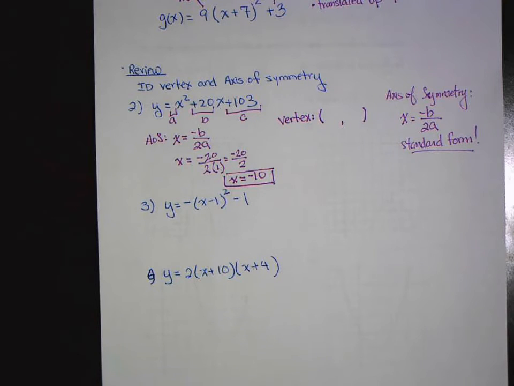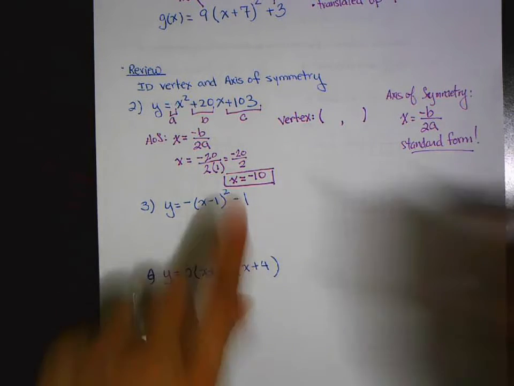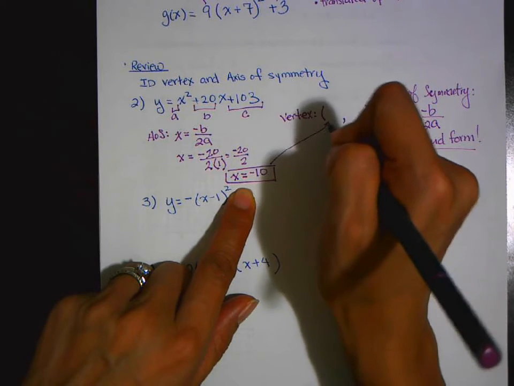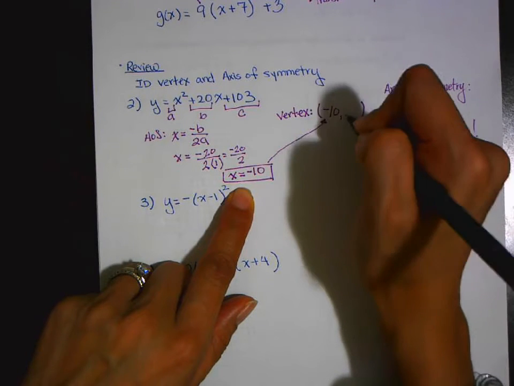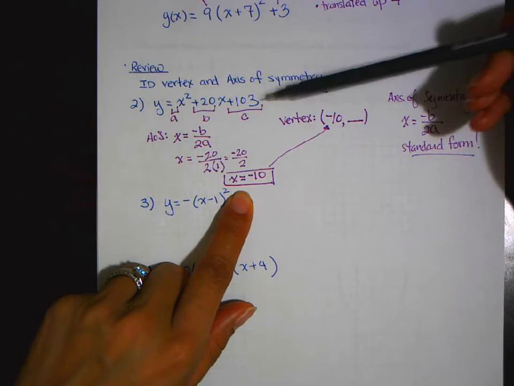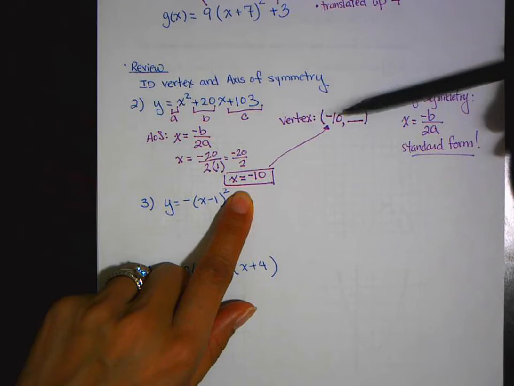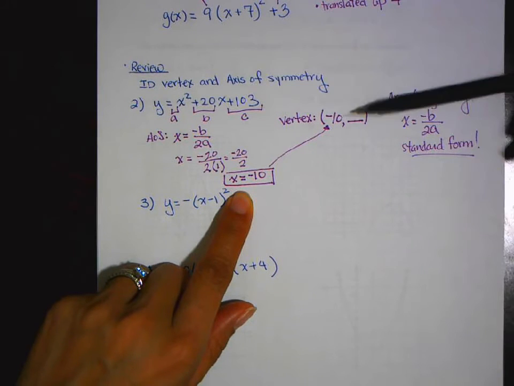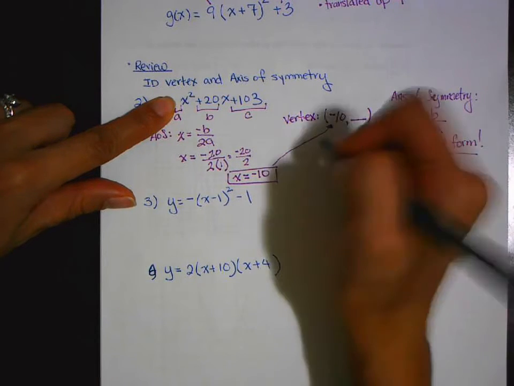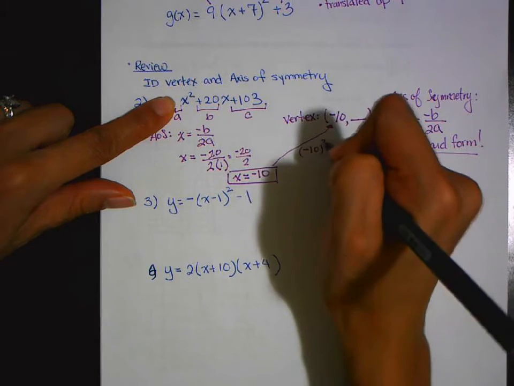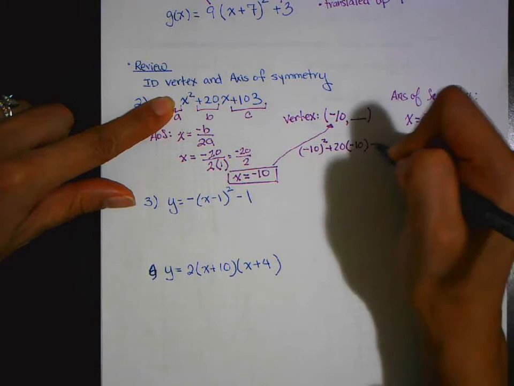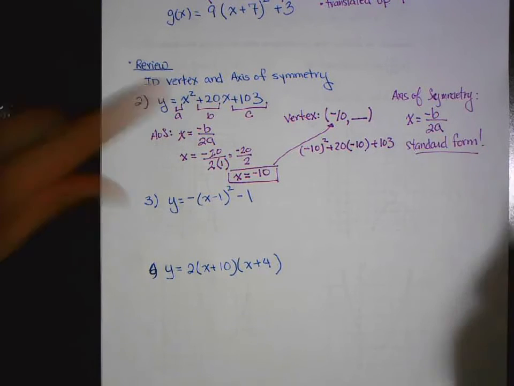And the vertex is the middle point of the entire graph. So that means that whatever you get for axis of symmetry, that's going to be your x value for your vertex. So negative 10, comma, something. Now that I have an x value, I have an equation. I can take the x, plug it into the x's in my equation, and work it out to solve for y. So with that, that's going to give me negative 10 squared plus 20 times x, so 20 times negative 10 plus 103. And that's going to give me my y.